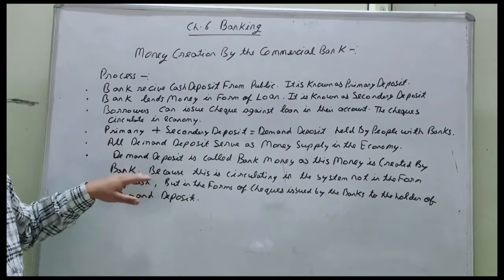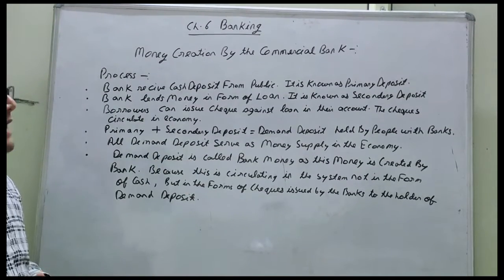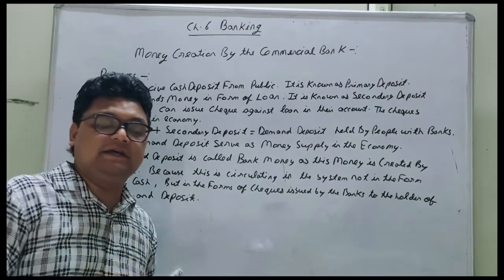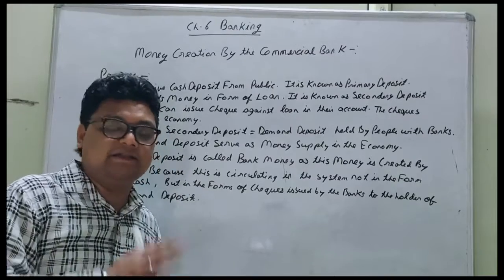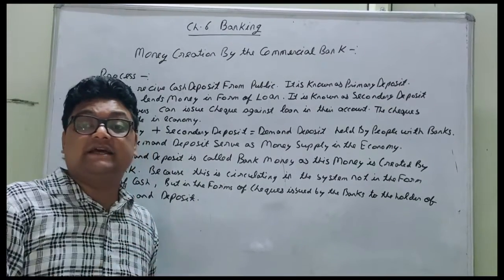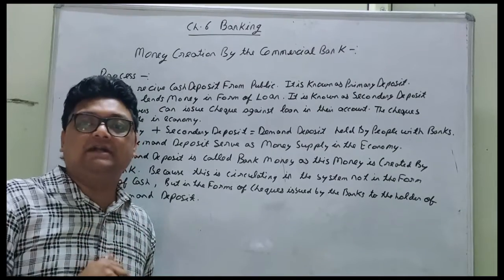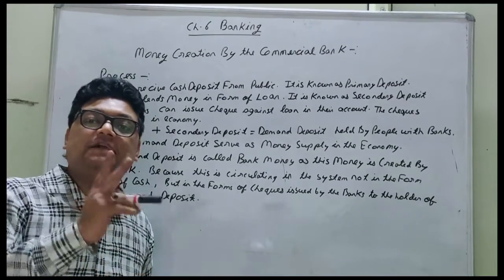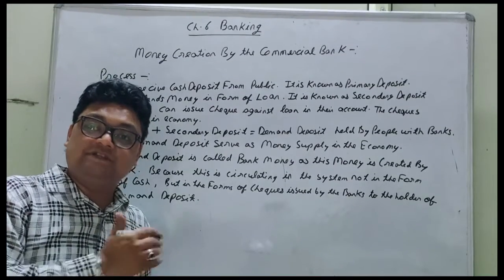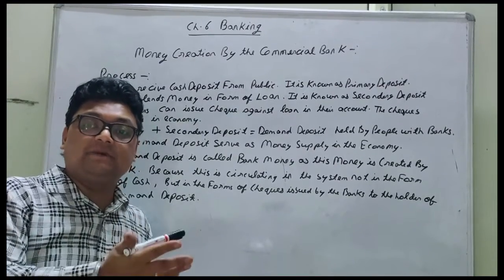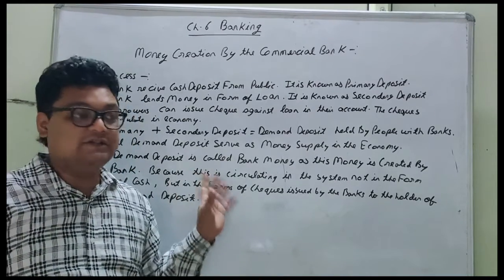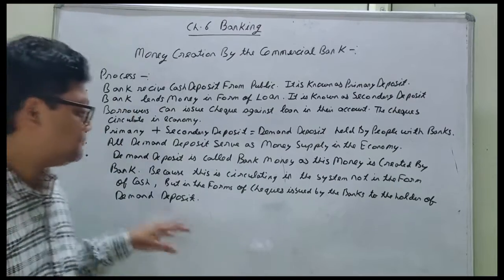Bank demand deposit is called bank money, as this money is created by the bank. Basically, when the public deposits their money in the bank, that is known as primary deposit. When the bank provides a loan to the public, that is known as secondary deposit. But when it becomes demand deposit, that deposit is created by the bank only, because the money of the public which is deposited and the money lent to another person by the bank create the demand deposit through the bank only. So that's why it is also known as bank money.